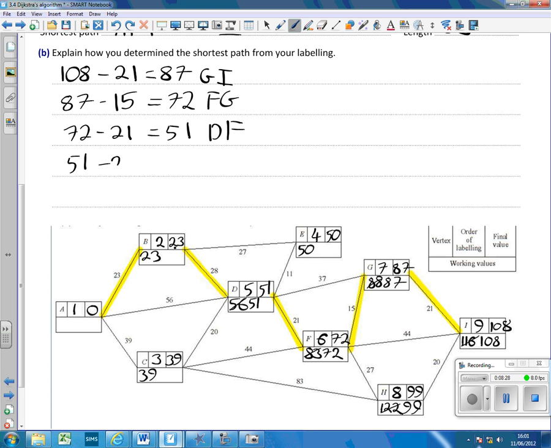51 minus 28 equals 23, therefore BD is in the solution, and then 23 minus 23, as trivial as that might look, do put that in, equaling 0, therefore AB is in the solution.